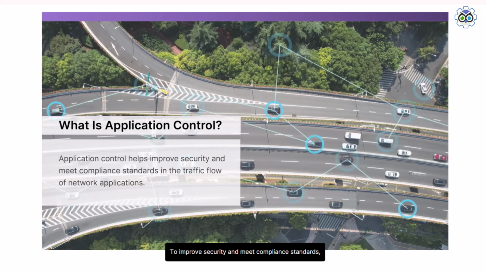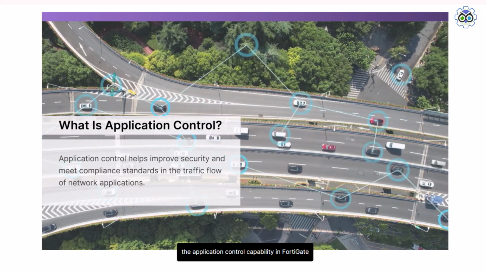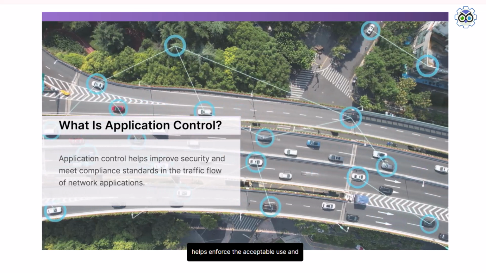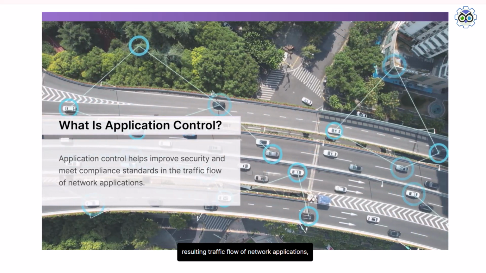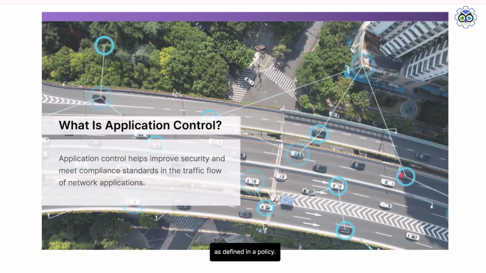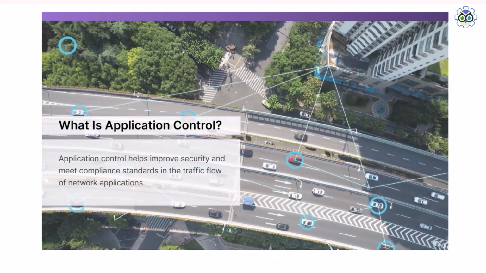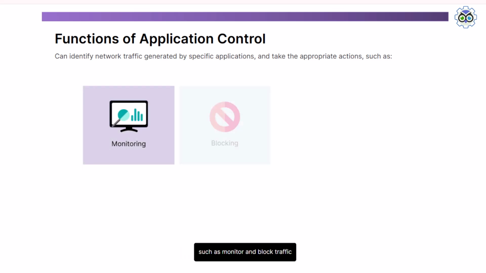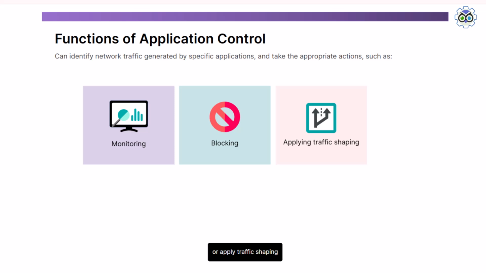To improve security and meet compliance standards, the application control capability in FortiGate helps enforce the acceptable use and resulting traffic flow of network applications, as defined in a policy. Application control can identify network traffic that is generated from specific applications and take the appropriate actions, such as monitor and block traffic or apply traffic shaping for all or a specific set of users of a firewall policy.